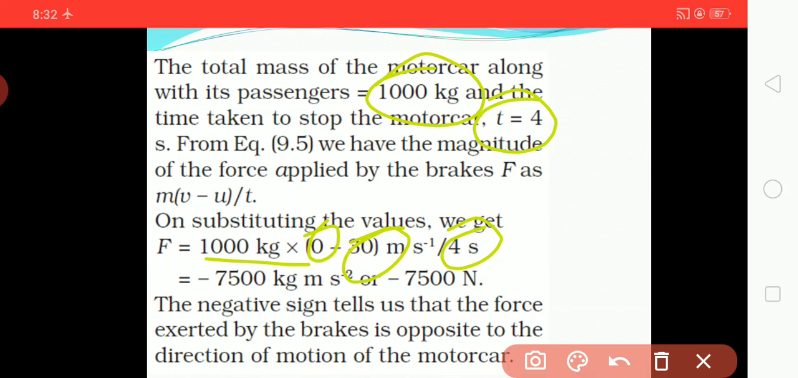If we convert it into force, it will be minus 7500, which is 7500 kg meters per second squared. The negative sign tells us that the force exerted by the brake is opposite to the direction of motion of the motor car. That's why here the force is negative.